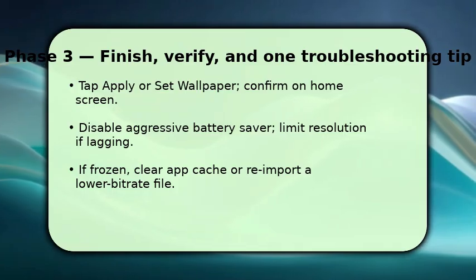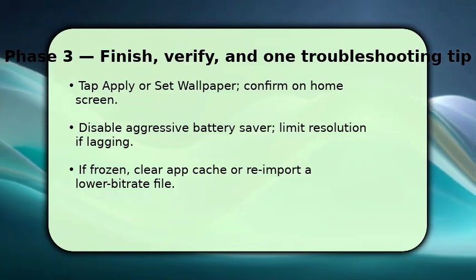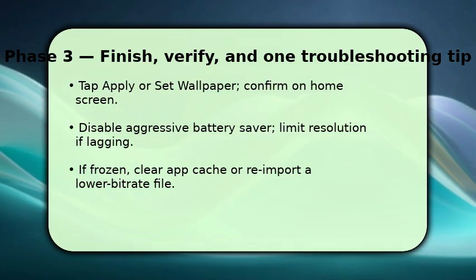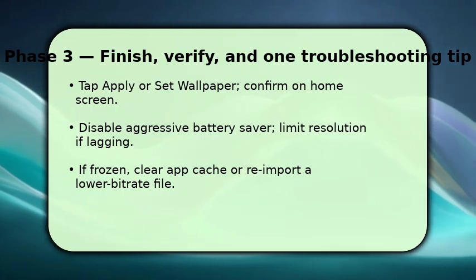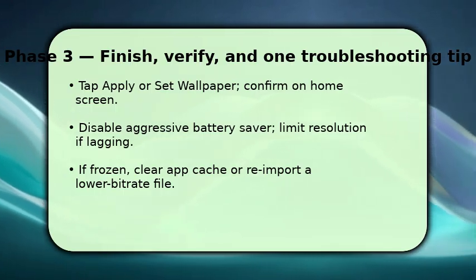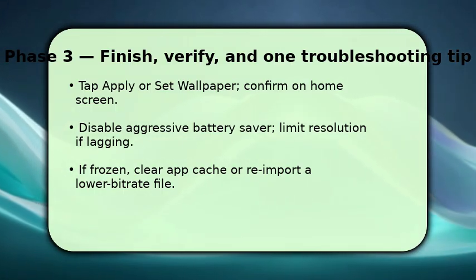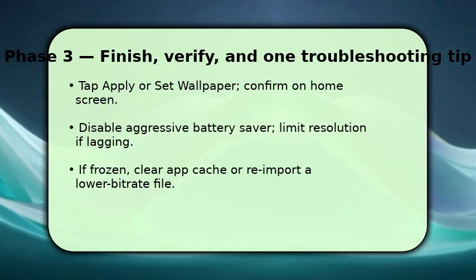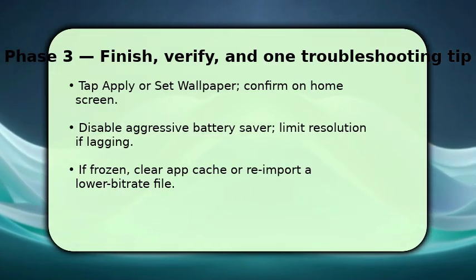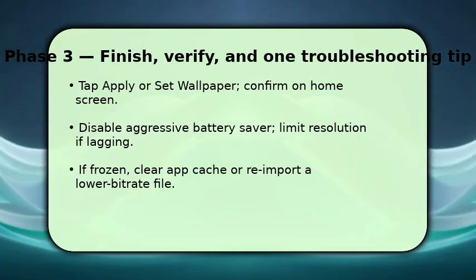steady frame rates. Once done, make sure live wallpapers aren't allowed to run unlimited in background if you want battery savings. If things go wrong, app freezes or black screens, clear the app cache. Restart your phone, then re-import a lower bitrate file and apply again.